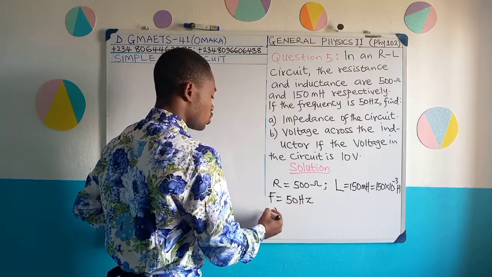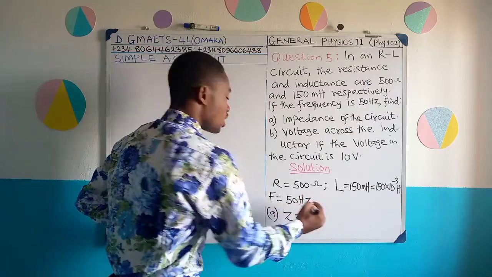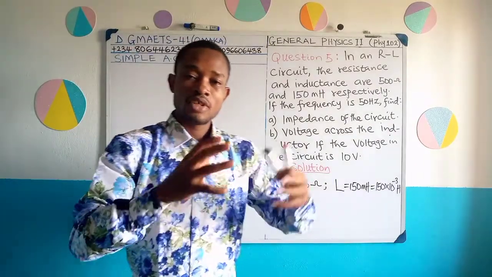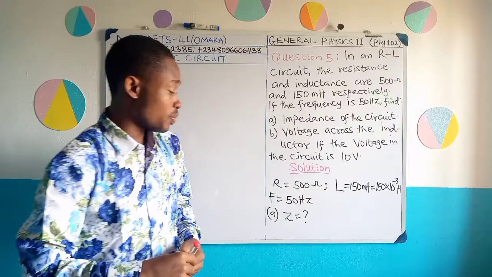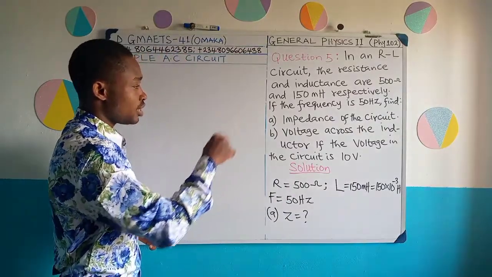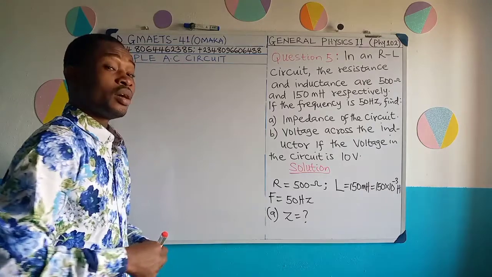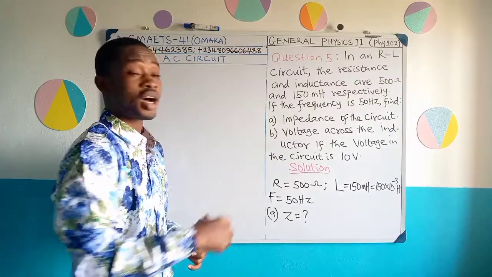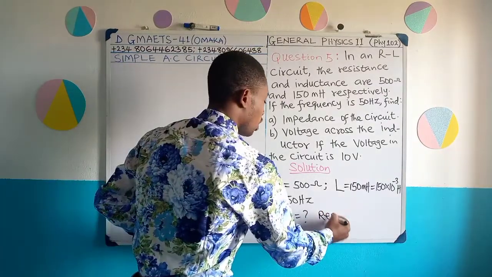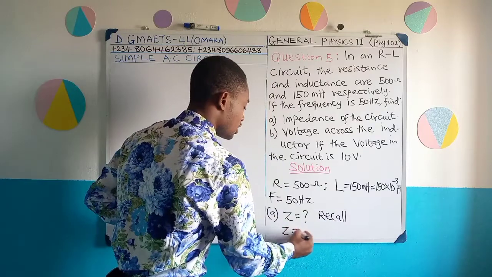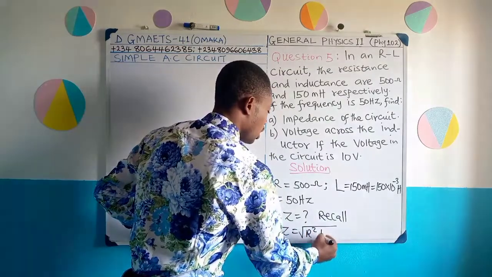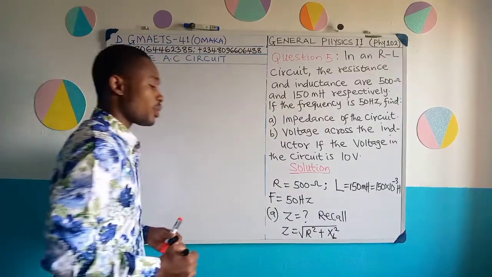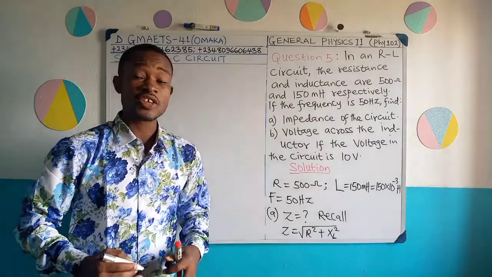In the first part of the question, we have to determine the impedance. So Z, we're using Z because this circuit is made up of two different elements that are opposing current, which is resistance and inductance. So when you have a resistor and inductor in a circuit, to calculate the impedance, we recall the formula. Recall that Z is equal to the square root of R squared plus XL squared. So this is the formula we're going to use, where XL is inductive reactance.